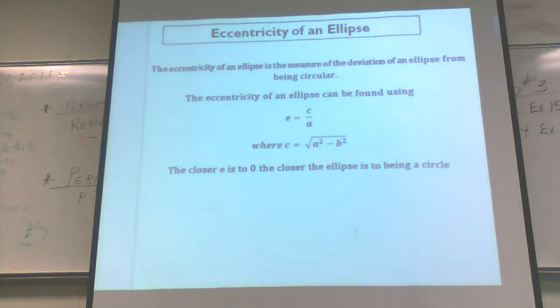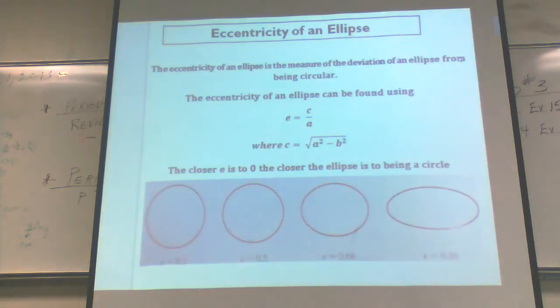C is always the same as the other ones. It's still C squared equals A squared minus B squared. That should solve out for you. And the A is still the square root of whatever the bigger number is. Okay? Because the A is still along your major axis.